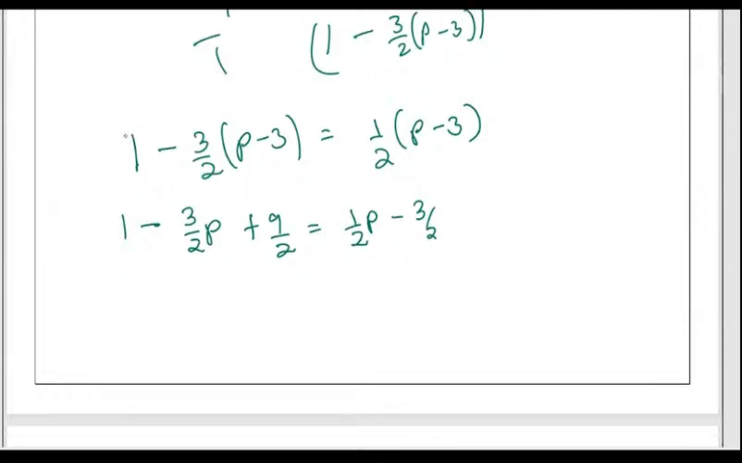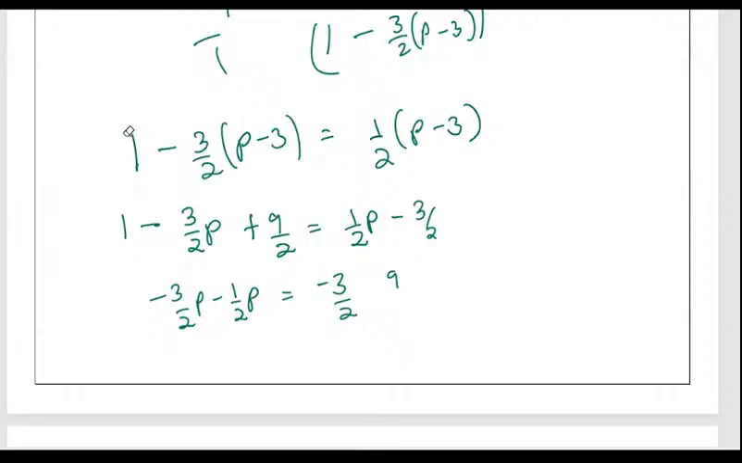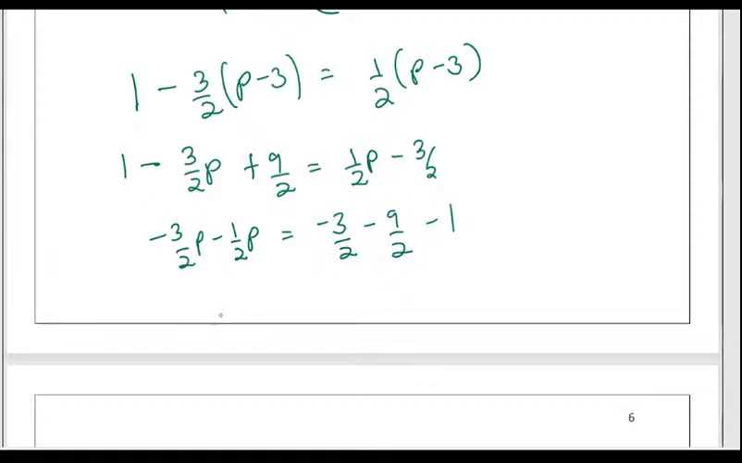When I collect the like terms, I can move this one that side. So negative 3 over 2p minus a half of p should give us negative 3 over 2 plus, it's supposed to be a minus, so minus 9 over 2 minus 1. All right, so on my left, I'm going to have a negative 2p. And on my right-hand side, this is going to be negative 12 over 2, which is negative 6 minus 1, which is negative 7.